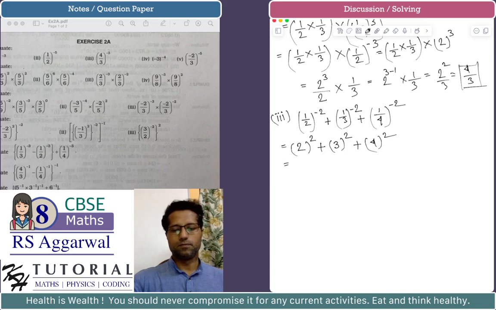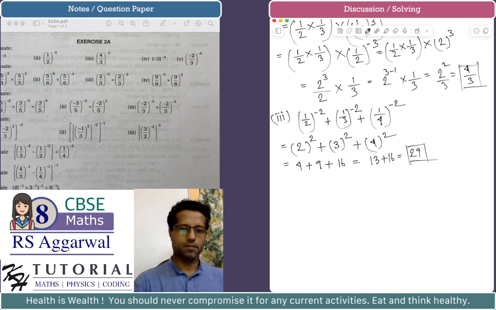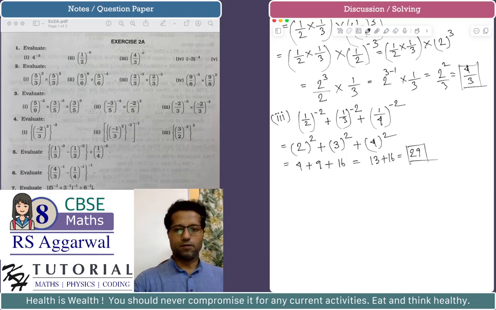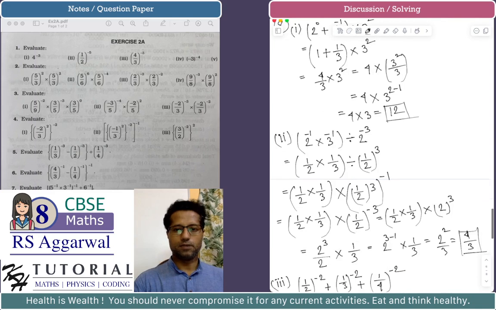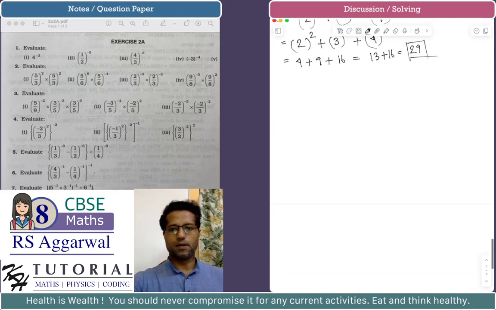This is equal to 4 plus 9 plus 16. This is equal to 13 plus 16. This is equal to 29. Okay. So this was problem number 8. Let's do problem number 9.